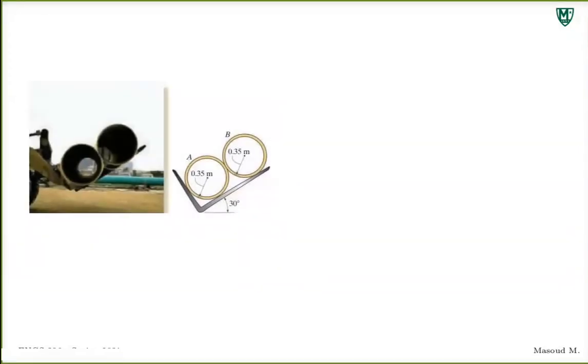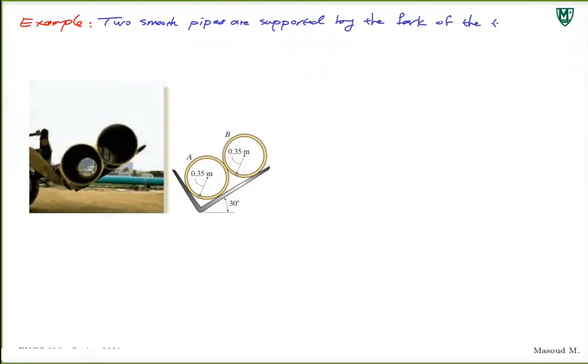I'm going to give you actually a little bit of context on this. So example, two smooth pipes are supported by the, let me get the problem statement, are supported by the fork, you can just put it that way, of the tractor.